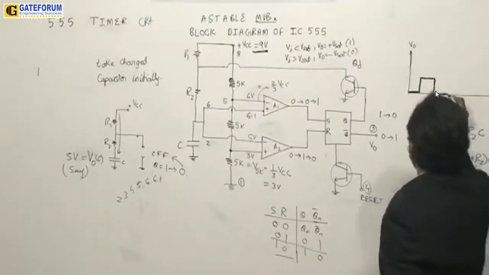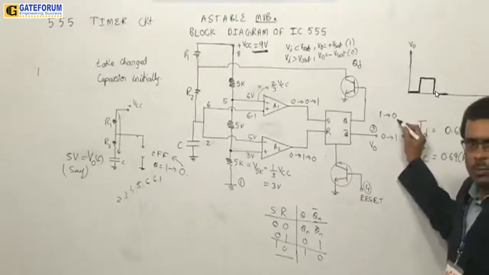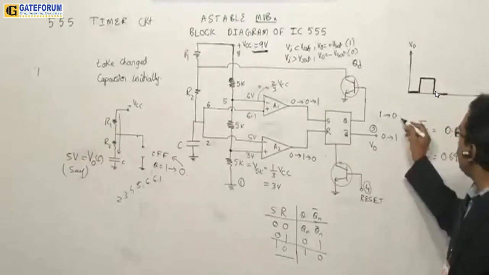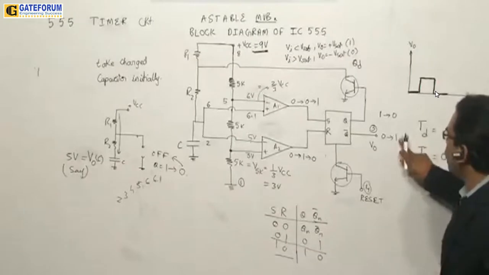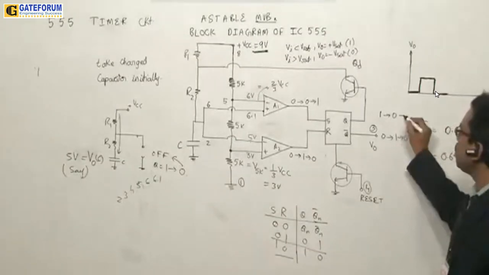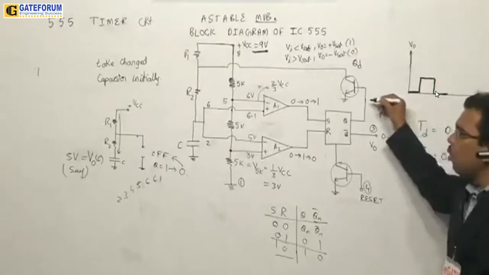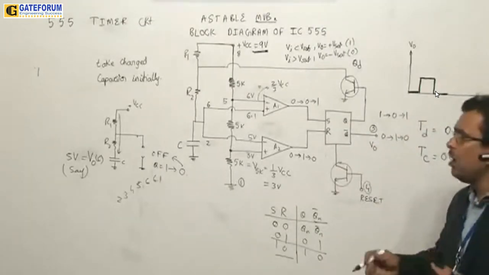Now because this is an astable multivibrator, it is not going to stop here. When this becomes 0 again, carefully observe. At this situation, now I have turned this to 0 and this has turned to 0 and this has turned to 1. You can observe here this has turned to 1. Once again the transistor is on.